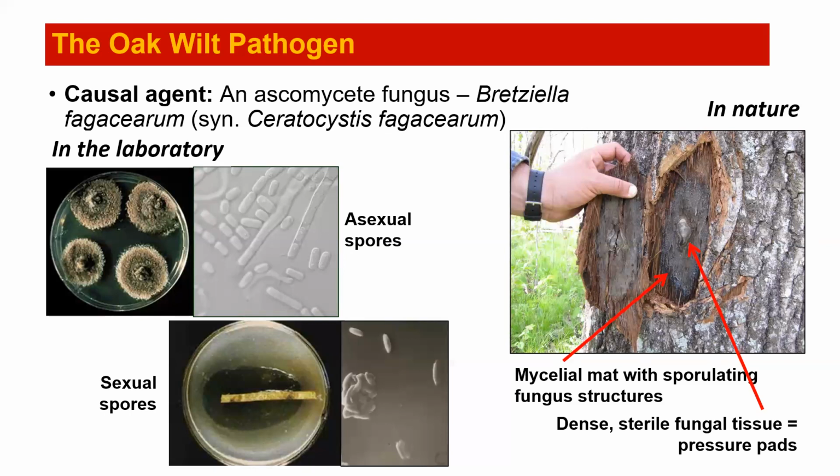And it involves a felt-like oval mat, and it's on that mat that the fungus sporulates, producing these two types of spores I've already told you about. And there will be dense, sterile fungal tissue that we call pressure pads. These opposing pressure pads on a tree, as they grow, are what cause the bark to split, usually in a vertical manner. And this vertical crack in the bark allows insects to come in, and I'll be talking about insect vectors of oak wilt shortly.